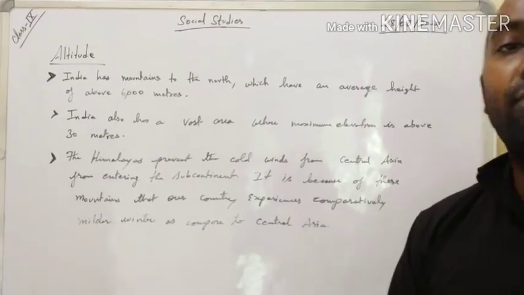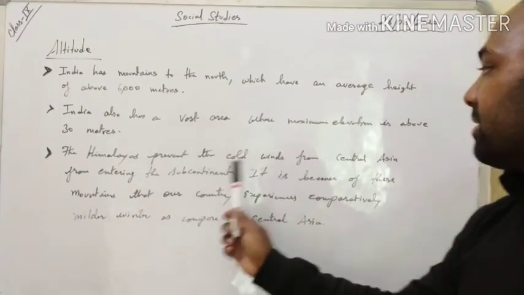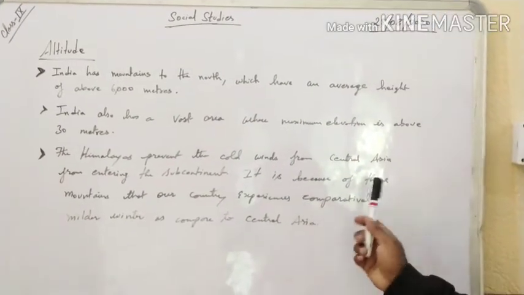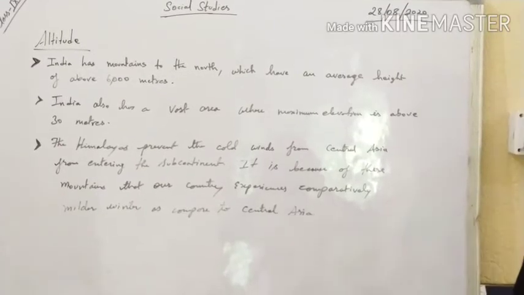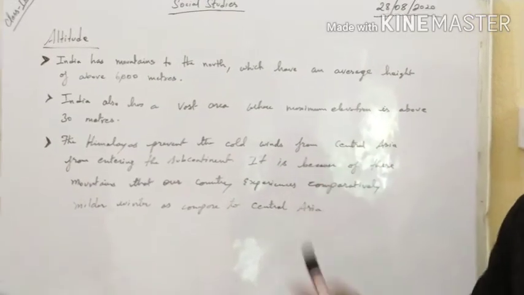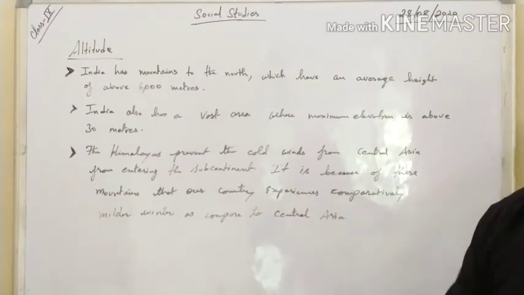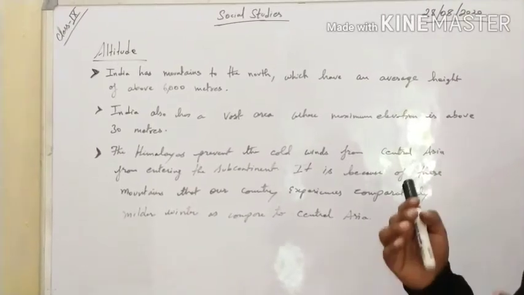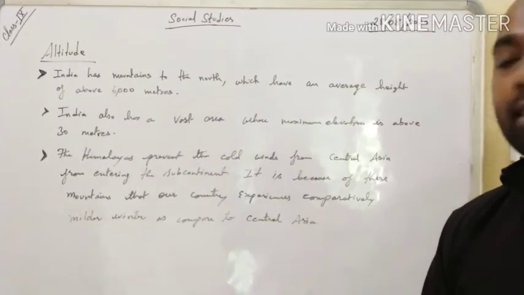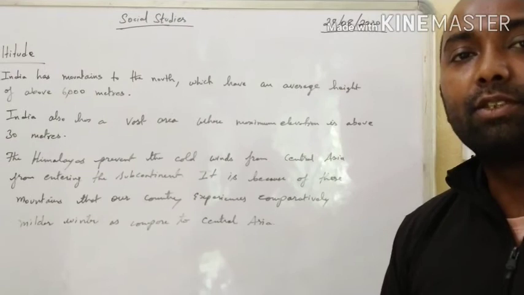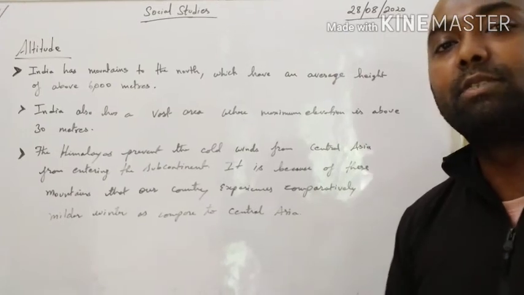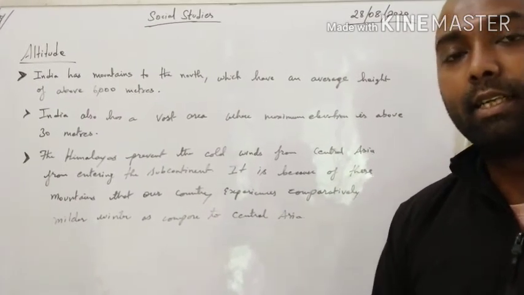Now let us see how it has influenced the climate. The Himalayas prevent the cold wind from Central Asia from entering the subcontinent. It is because of these mountains that our country experiences a comparatively milder winter as compared to Central Asia. The mountains block the cold wind which is blowing towards our country from Central Asia, and prevent the chilly cold wind which we would have to face if there were no mountains on the northern side of our country.